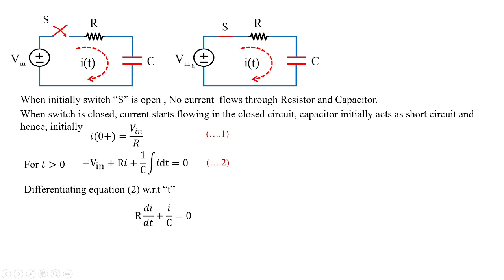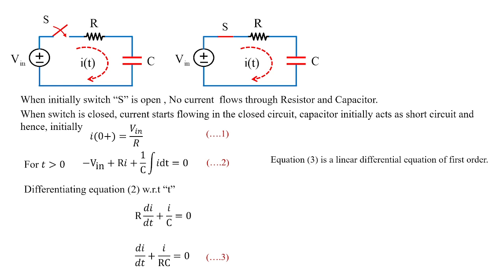Vin is a DC source, that's why when you apply the differentiation to a DC, it will give you the value as 0. Hence, we are left with the equation di by dt plus I by RC equal to 0 as equation 3, which is a linear differential equation of first order, and this is also known as the homogeneous differential equation.